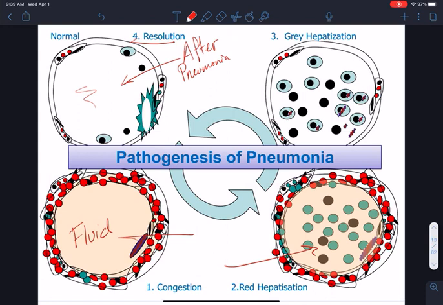Then the white blood cells will start to win, hopefully, if you're going to get better. And they'll start to remove the fluid and repair the tissue. And then you go back to normal. However, you may have scar tissue that wasn't there before. That makes your lungs function less well after.